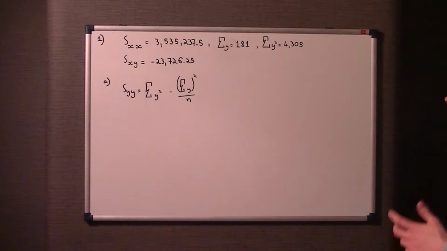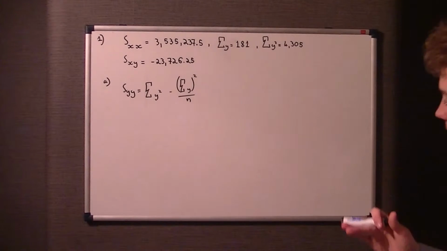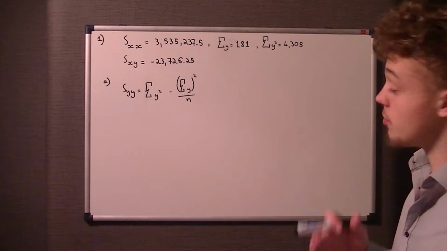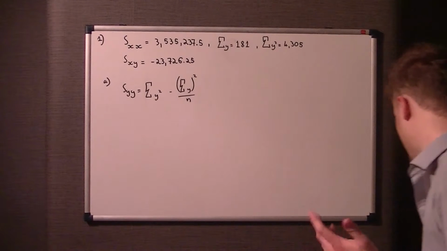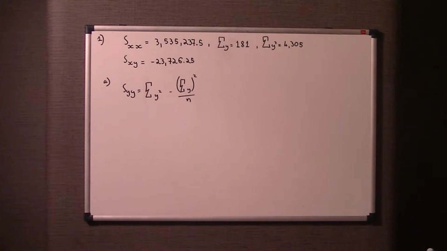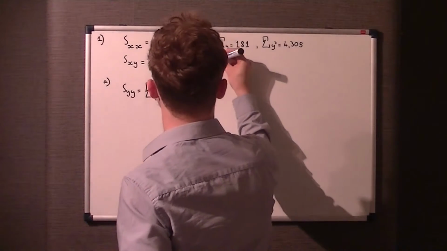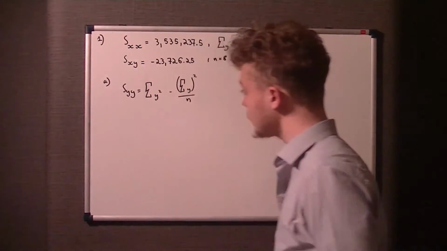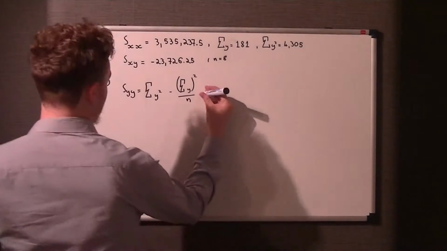Okay. Now, what I've done is I've put the formula on the board for SYY, which is the sum of Y squared, take the sum of Y all squared, over the number of whatever we're looking at, okay? So basically, if you read the first paragraph, we're told that there's 8 North European towns, okay? So obviously, therefore, you could also put in here, n is equal to 8. Now we're just subbing the individual terms and putting it in our calculator, okay?